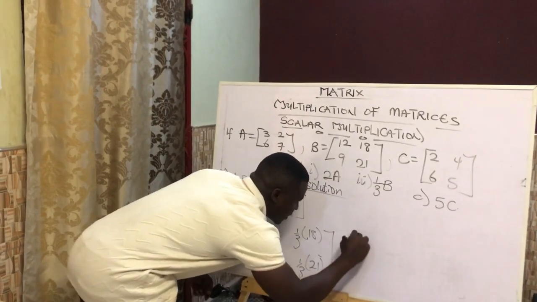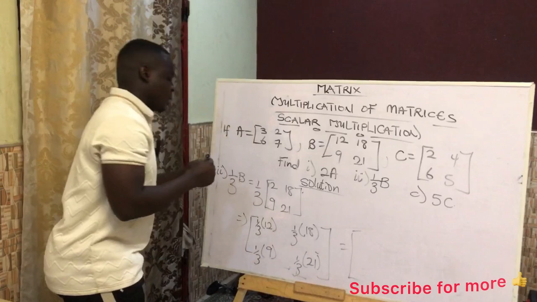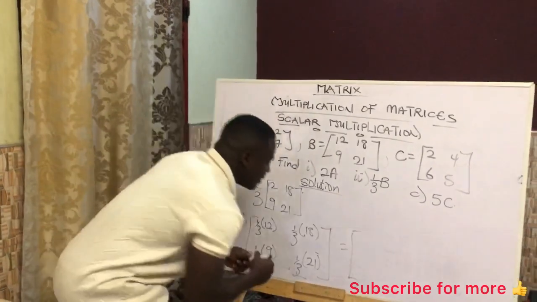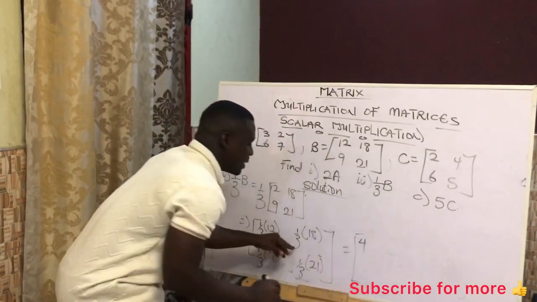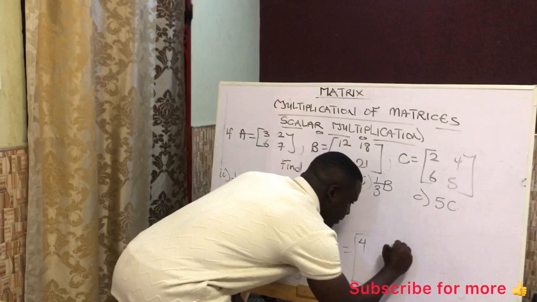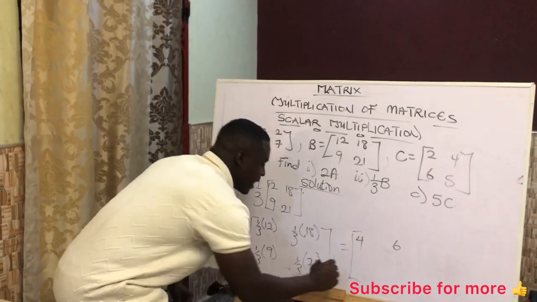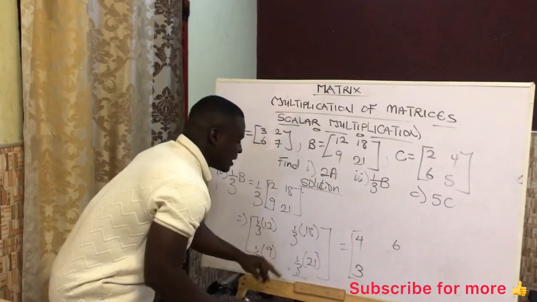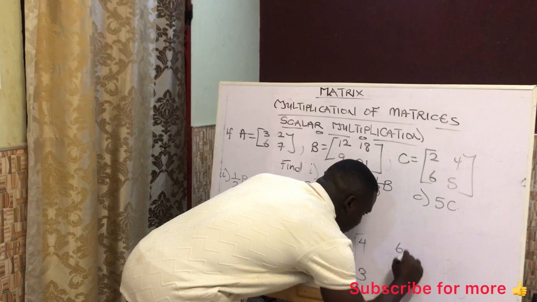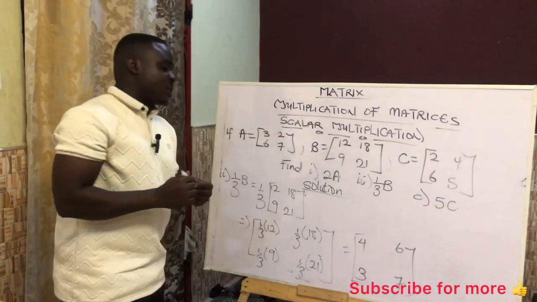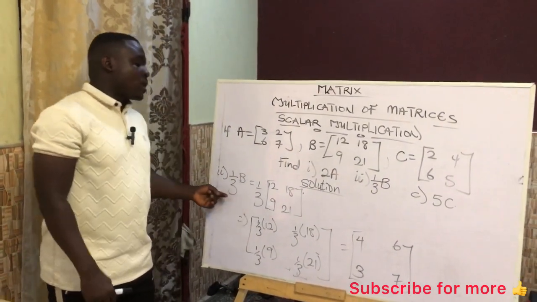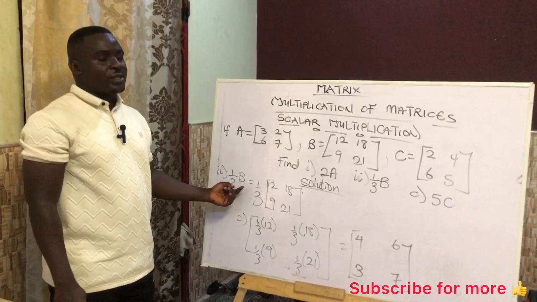So when you simplify, 1/3 of 12 gives you 4. 1/3 of 18 gives you 6. 1/3 of 9 gives you 3. And 1/3 of 21 gives you 7. So this is the result of 1/3 of the matrix B.